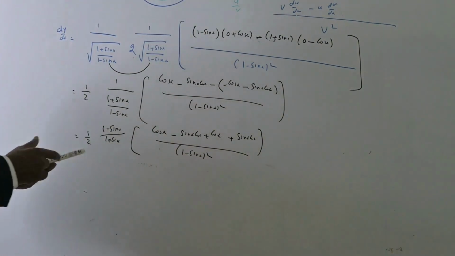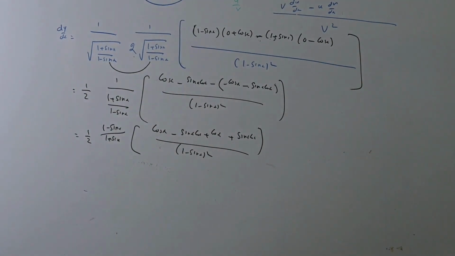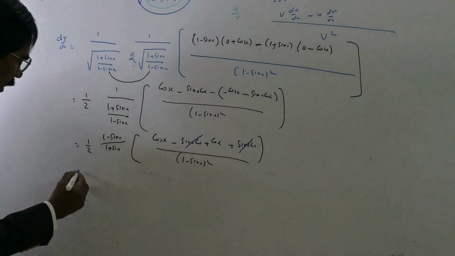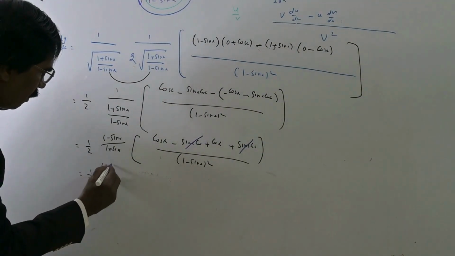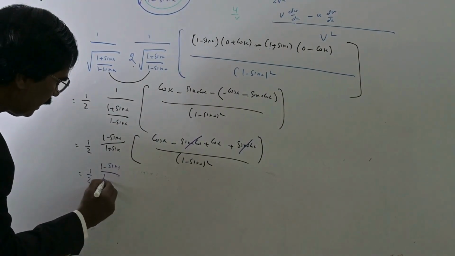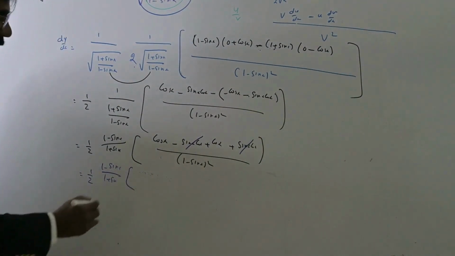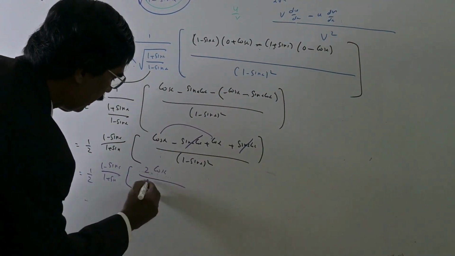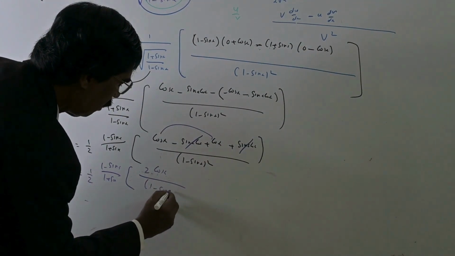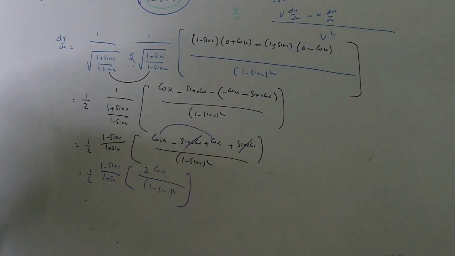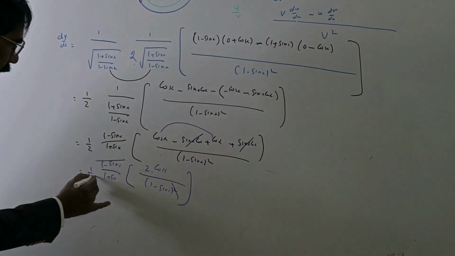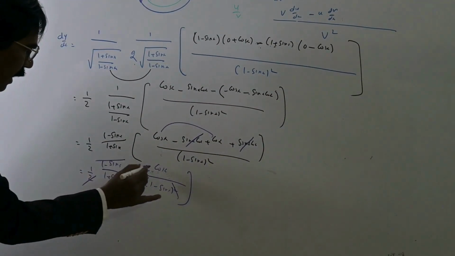Is it not? Now look here. What you do is, I can cancel this, plus and minus. This is 1 by 2, 1 minus sin x by 1 plus sin x. This you add, 2 cos x. Divided by, what is this? 1 minus sin x the whole square. 1 minus sin x getting cancelled with this. 2 getting cancelled with this.